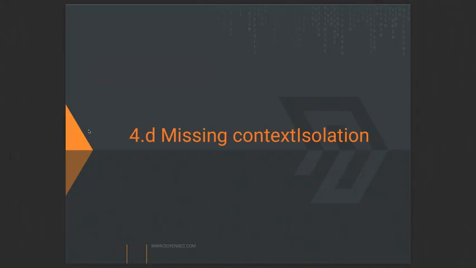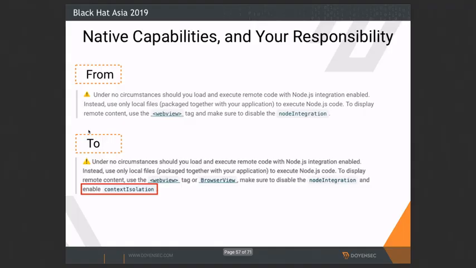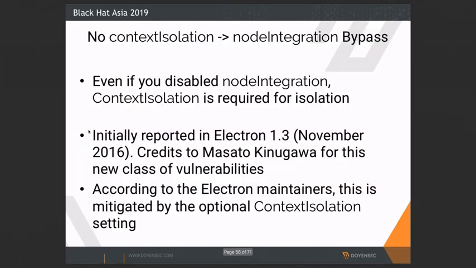And finally, let's cover missing context isolation. If there is something you need to bring back home today, it is that if you have an Electron app and you don't have context isolation enabled, it's basically like not having node integration disabled. After some time, I was able to modify the security page of Electron, in the section called native capability and your responsibility, to explicitly mention that you need to enable context isolation. So to recap, if you don't have context isolation, it's like you have a permanent node integration bypass.